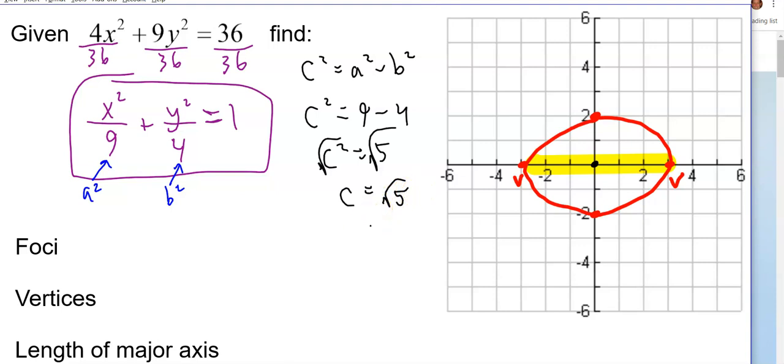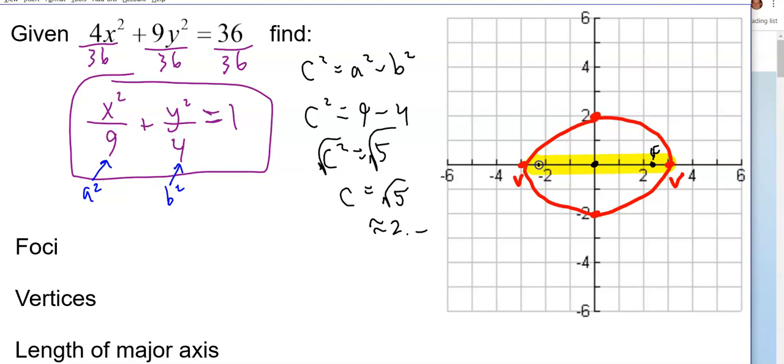And that's approximately equal to, I don't know, more than 2 point something. Because 2 squared is 4, 3 squared is 9, so probably 2.2 or something. So just a little bit more than 2. That's one focus point.